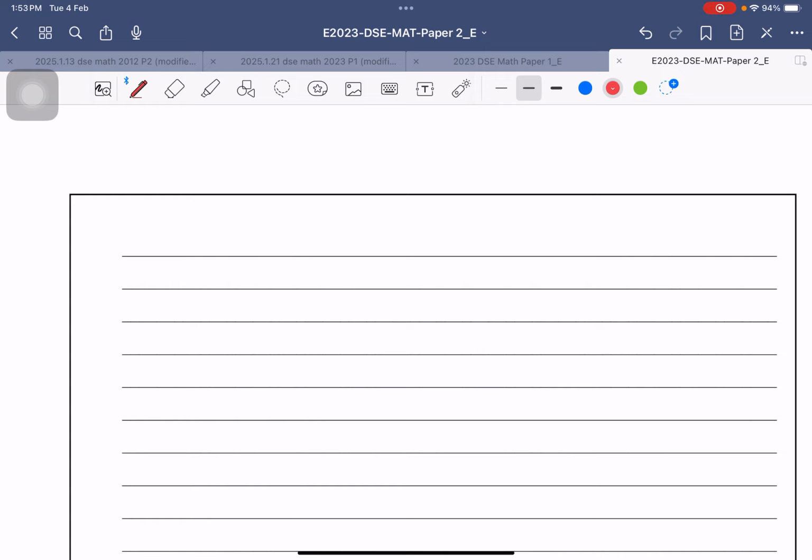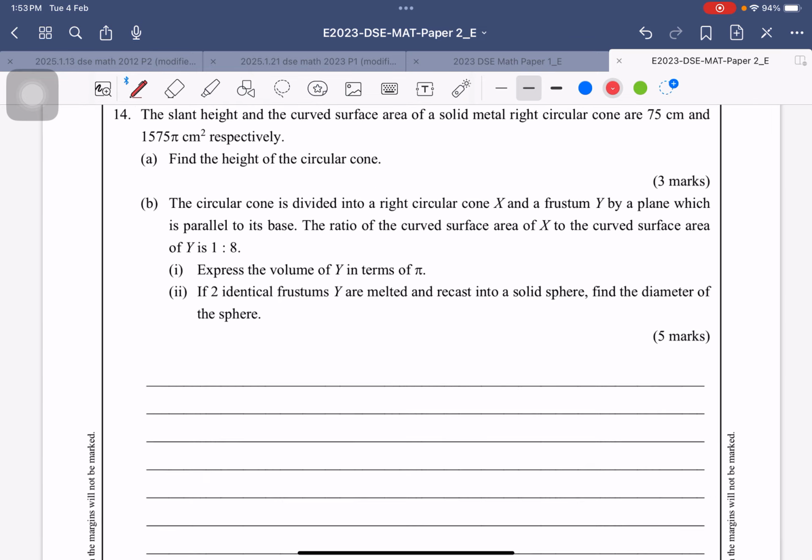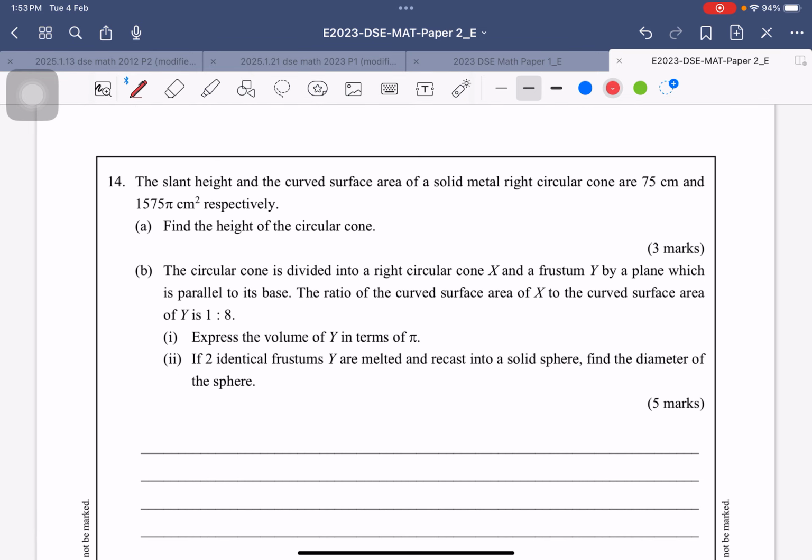Right, done. Part A, yep. Part A okay. Yeah. Not okay. Pi r L. It is pi r. Parallel. Pi r L. The curved surface area is pi r L. Okay, keep doing it.